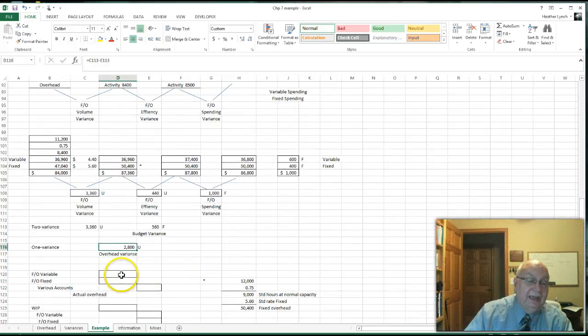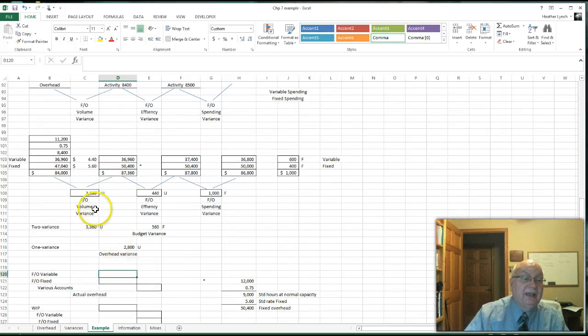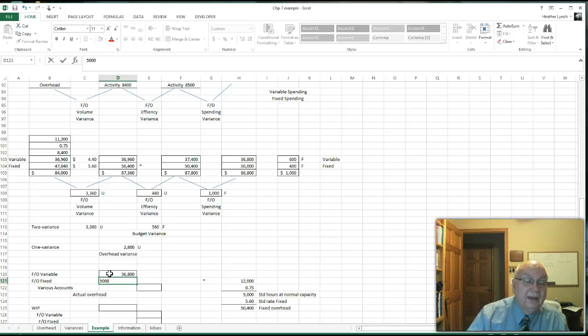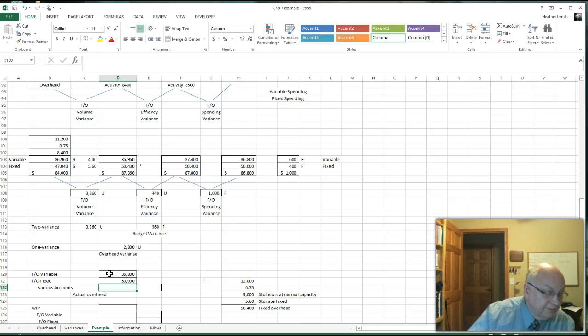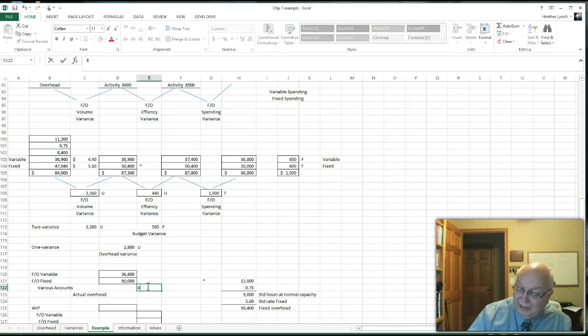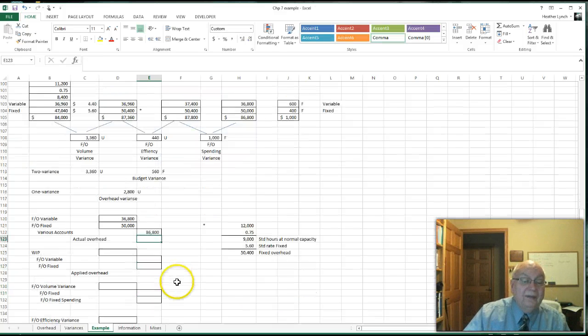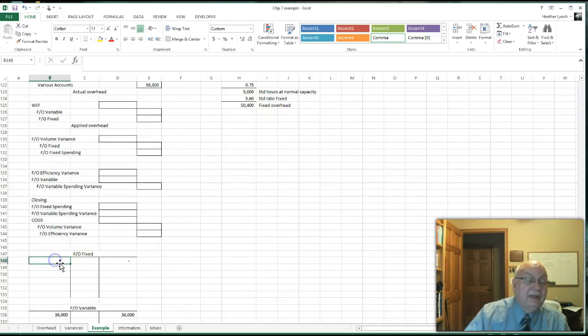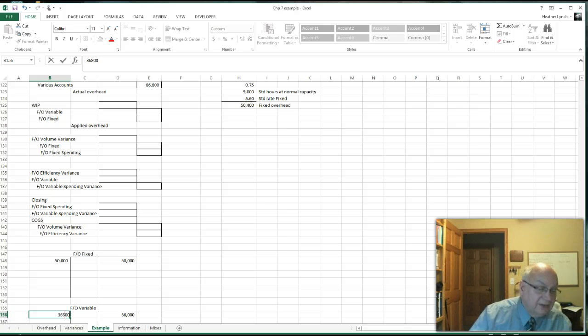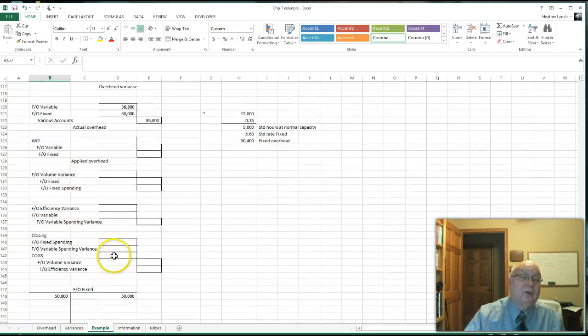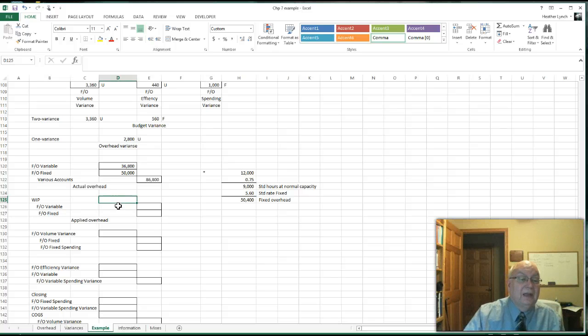Now for the journal entries. This is to record the actual overhead. So that's these numbers right here. Okay, so that will be the 36,800 and the 50,000. And that adds up to 86,800. Okay, now what I've done down here is I put in the T accounts, my T accounts. So that's 50,000, and this one is 36,800. Okay, that gives me a little total down here, and you'll see why I do that later.